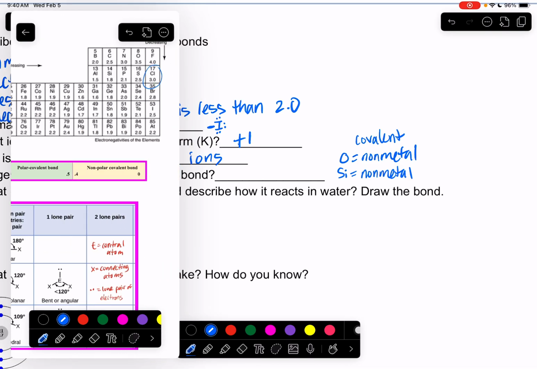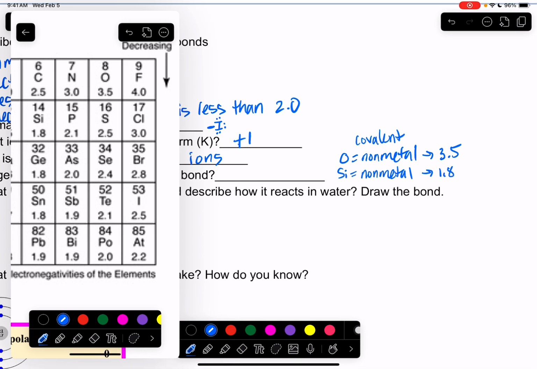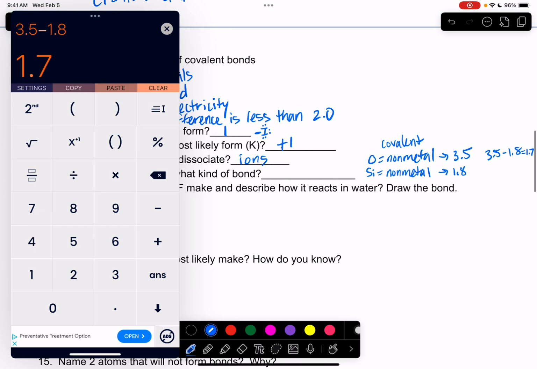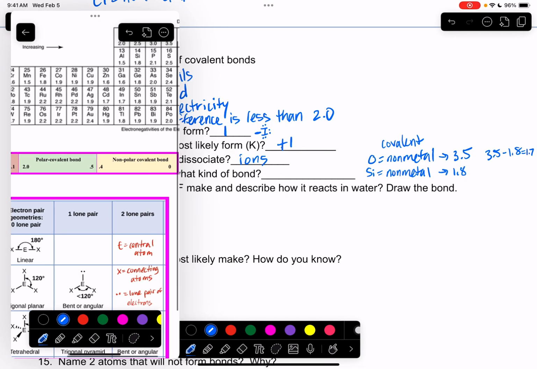So let's look at the electronegativity chart here. Oxygen has a 3.5 electronegativity value. Si is 1.8. If we subtract the two, 3.5 minus 1.8, this equals 1.7. And then let's look at our chart. This falls here, so it'd be a polar covalent bond.